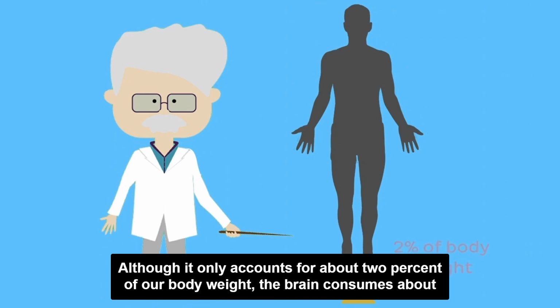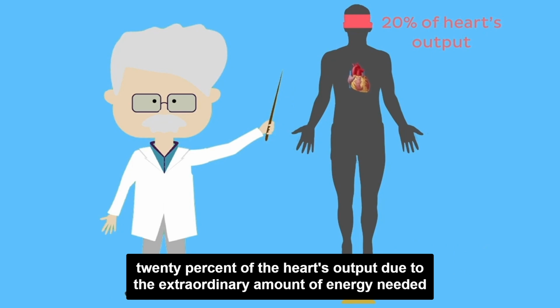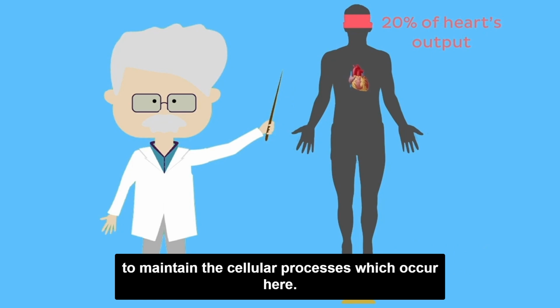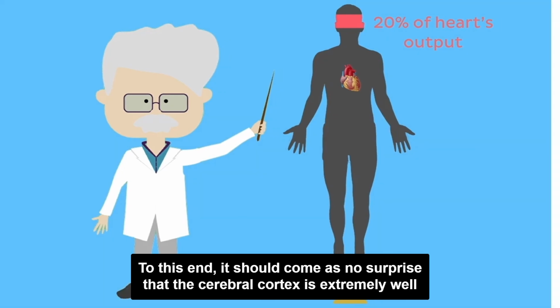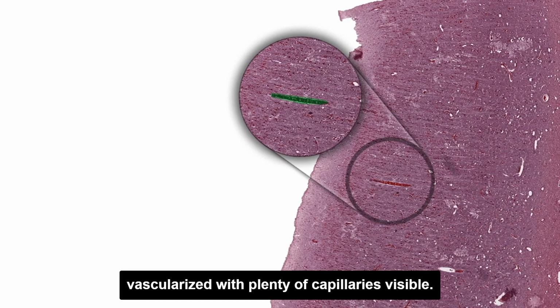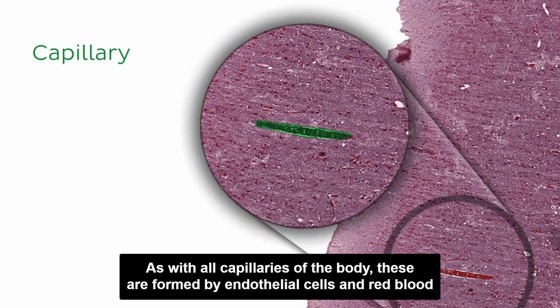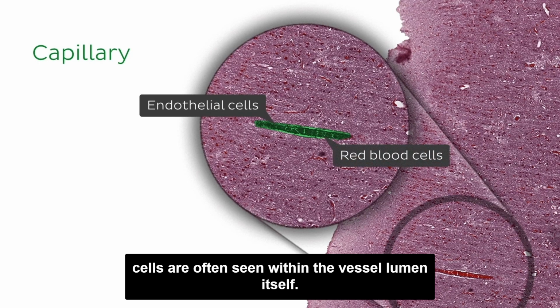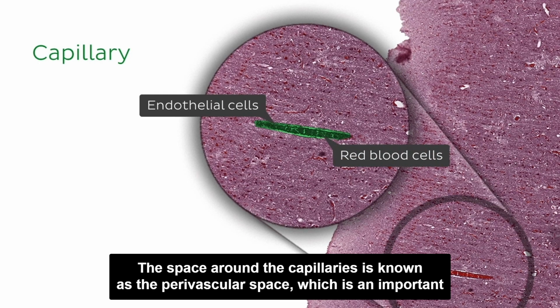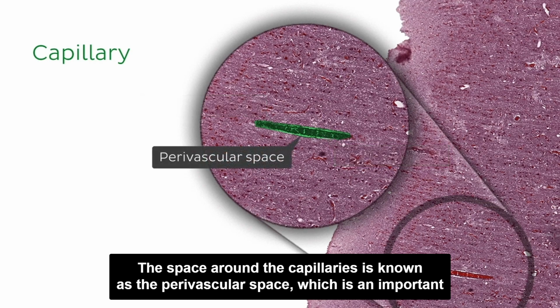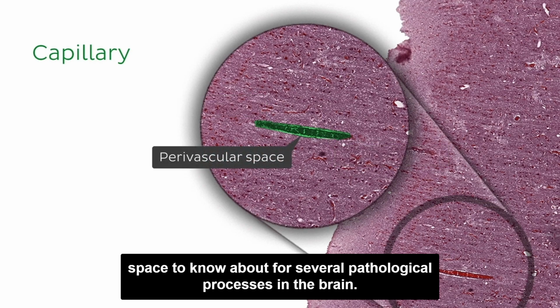Although it only accounts for about 2% of our body weight, the brain consumes about 20% of the heart's output due to the extraordinary amount of energy needed to maintain the cellular processes which occur here. To this end, it should come as no surprise that the cerebral cortex is extremely well vascularized, with plenty of capillaries visible. As with all capillaries of the body, these are formed by endothelial cells, and red blood cells are often seen within the vessel lumen itself. The space around the capillaries is known as the perivascular space, which is an important space to know about for several pathological processes in the brain.